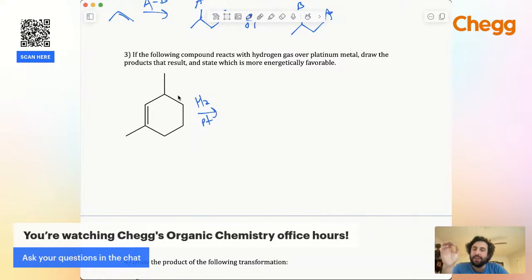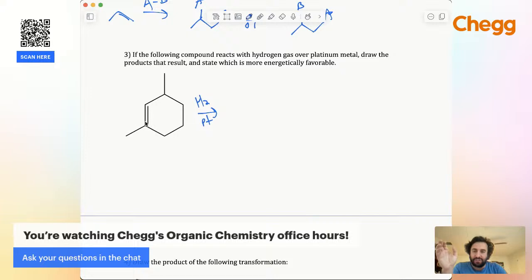So once again, two hydrogen atoms are going to add. This is a syn addition because it's heterogeneous catalysis. So the two hydrogen atoms are going to add to the same side of the substrate. Whatever's already there, in this case a methyl and an implied hydrogen, will also get pushed to the other side. So what results?